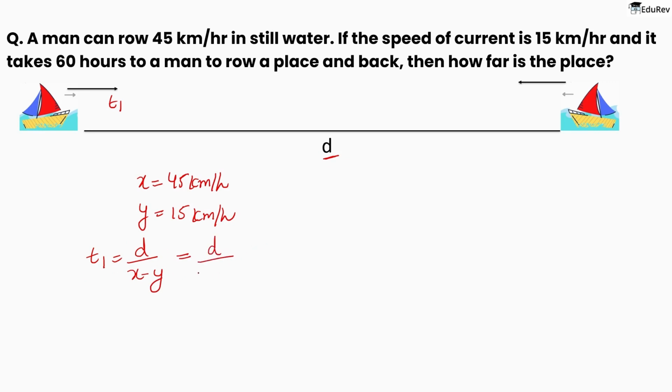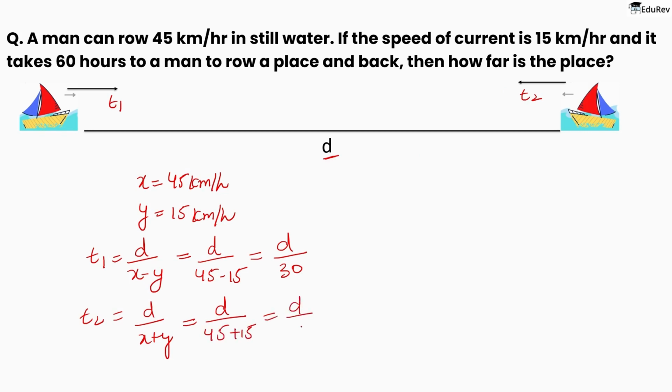So t1 will be equal to d upon 45 minus 15. t1 will be equal to d upon 30. Let t2 be the time to come back downstream, so t2 will be equal to d upon x plus y, as relative speed will be the addition of both the speeds. So t2 will be equal to d upon 45 plus 15, t2 will be equal to d upon 60.